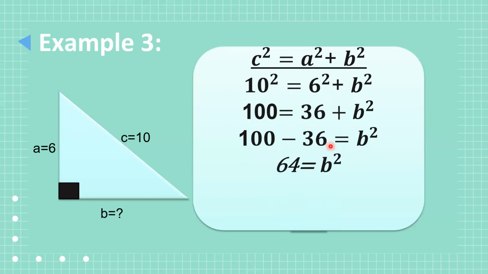100 minus 36 is equal to 64. That's why we have 64 equals B squared. Let's get the square root of both sides. The square root of 64 is equal to the square root of B squared. The square root of 64 is 8 and the square root of B squared is B. So B is equal to 8.